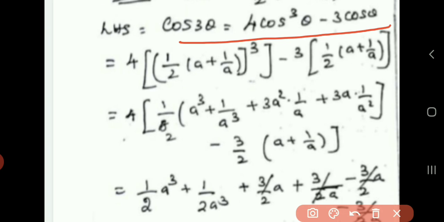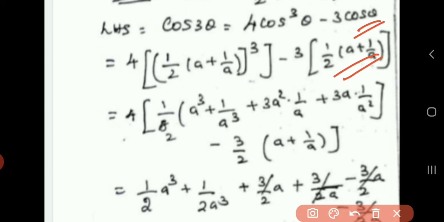First let me take this cos 3 theta. The formula for cos 3 theta is 4 cos cube theta minus 3 cos theta. Cos 3 theta equals 4 cos cube theta minus 3 cos theta. Here the value of cos theta is given. So we have to substitute for this cos theta and cos theta. 4 into half into a plus 1 by a the whole cube. Put this cube here. And then 3 into, instead of this cos theta, we want to substitute this value here.